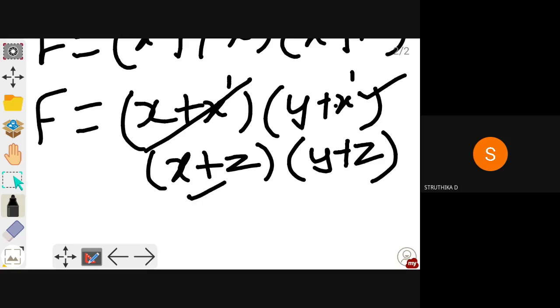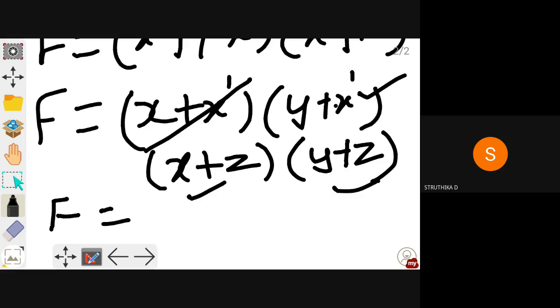Similarly, what is missing here? Plus y y dash. What is missing here? Plus x x dash. So you take a paper and add all the missing terms and tell me f in terms of max terms. So do it now. I have done half of this sum, and you complete the other half and tell me the answer.